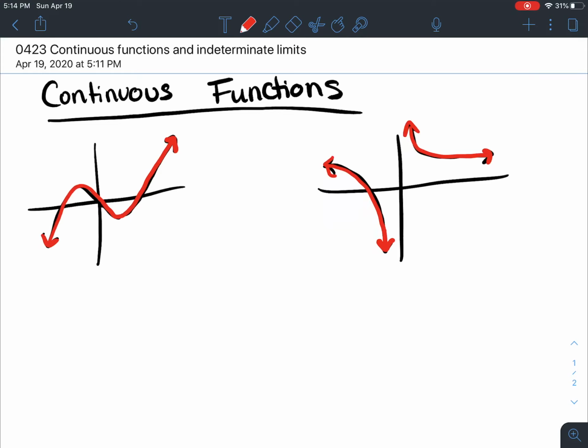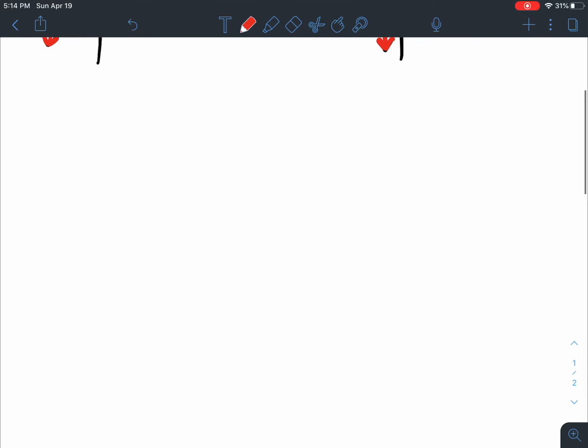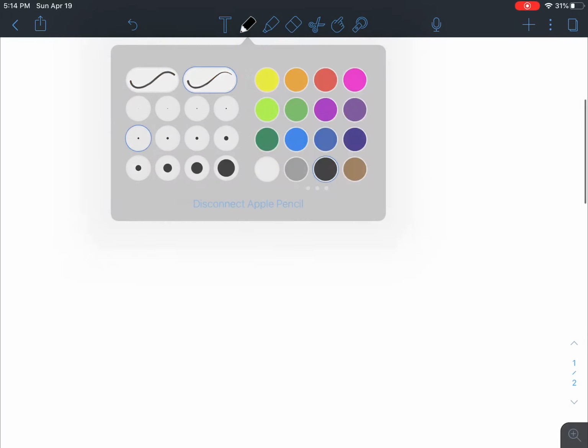Okay. So we kind of already talked about this. So I'm just going to do a couple questions on continuous functions. So actually, how much do I want to talk about? Okay, let's just look at, I'm going to give you a graph and some equations. Okay, so let's say you had this graph of f of x.